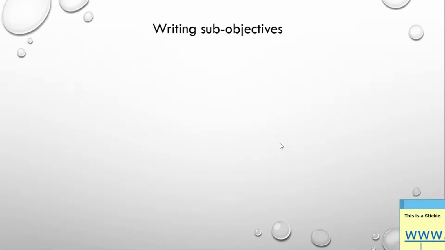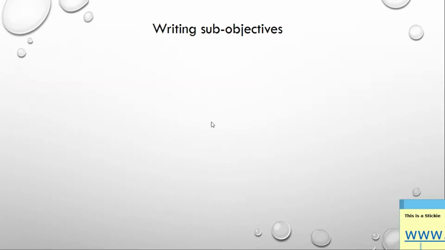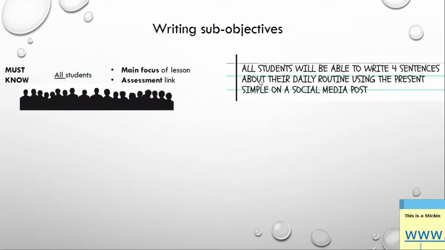Another important point for online learning, and general learning in language classrooms, is writing sub-objectives, but it comes into effect in an online classroom. You need to split your students into what everyone must know, what most students must know, and what some students must know. Everyone must know the main focus of the lesson. How does it link to the assessment? All students will be able to write about their daily routine, this example I gave you a minute ago.